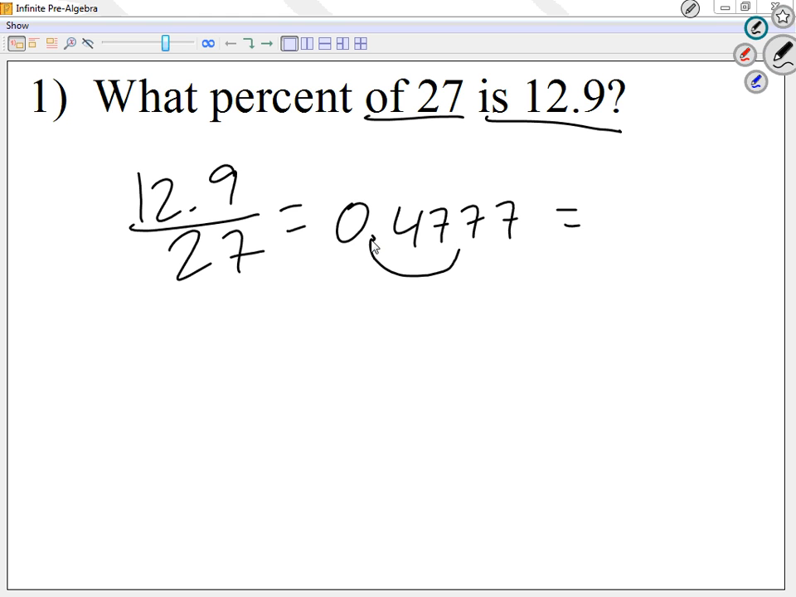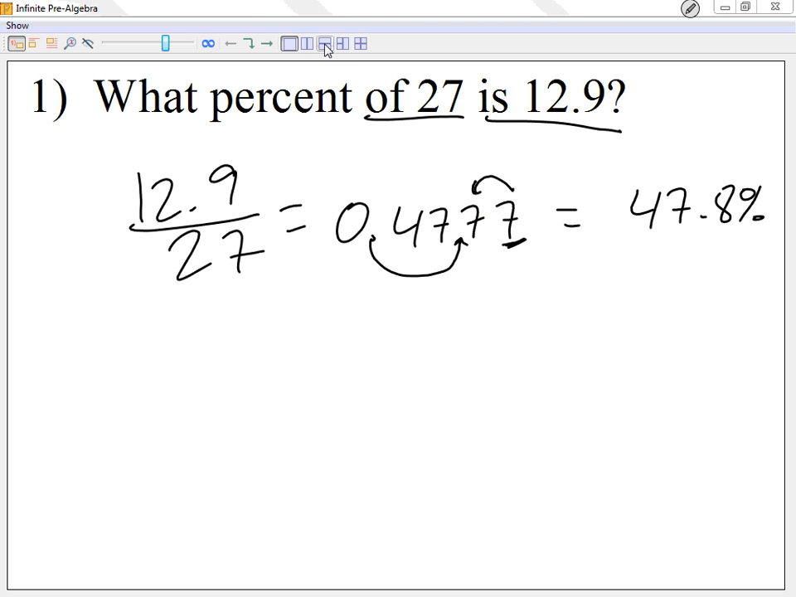I have to move this two places to the right. I do look at this number because it's big enough. This one increases the following number. So I'm going to call this 47.8%. Once again, I did look at this 7 because it's big enough, right? 5 or more, then it has to increase this other number. That's what we call 47.8.